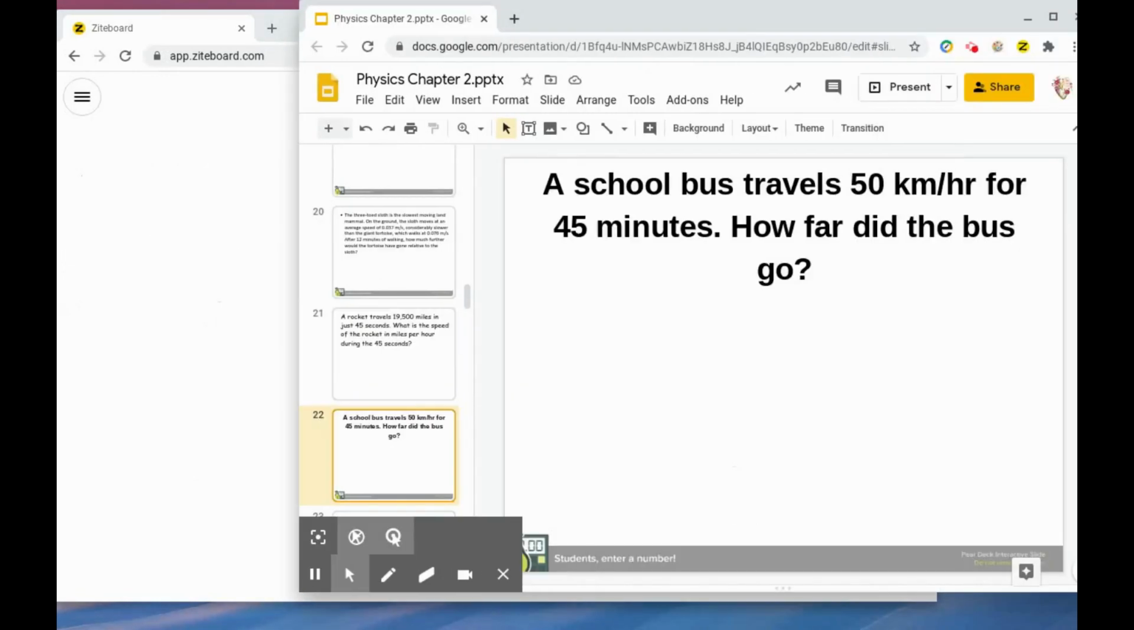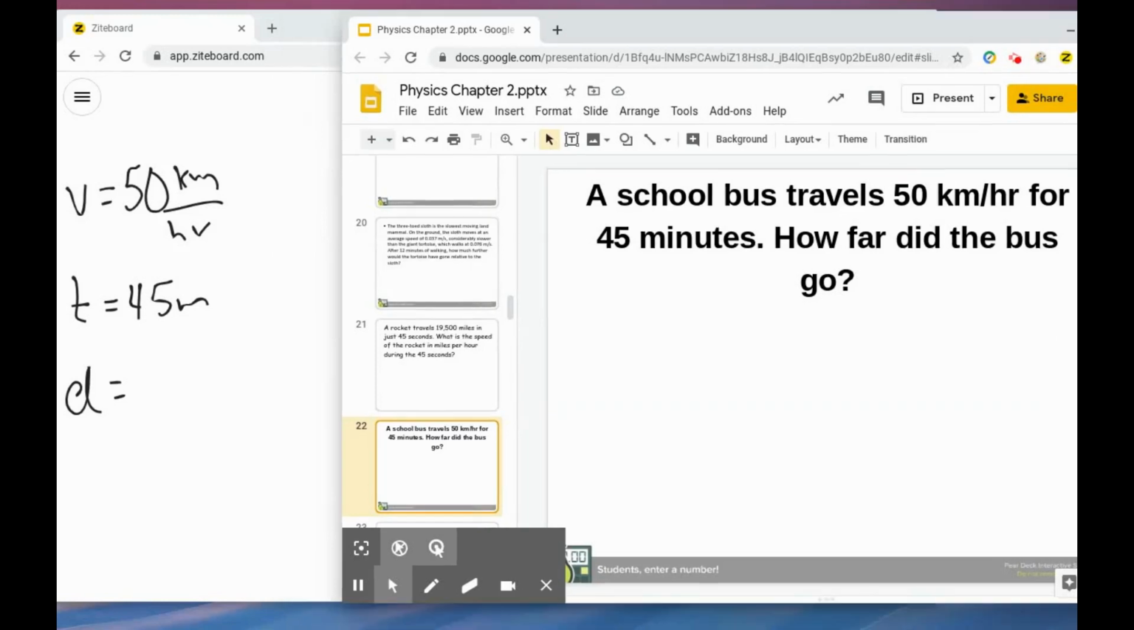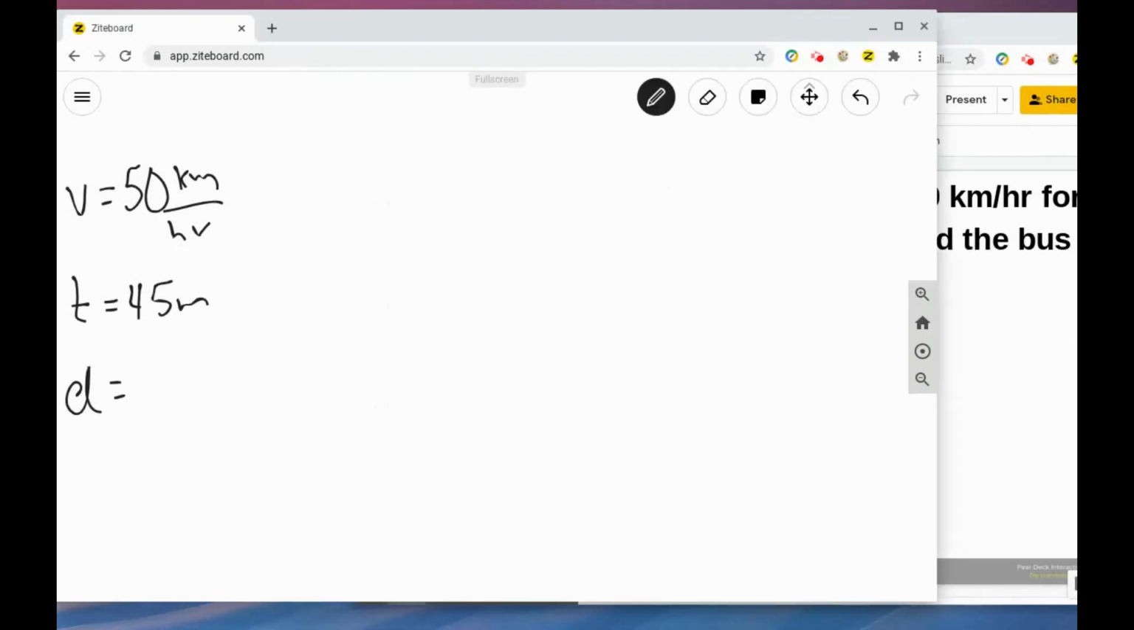In this problem, it says a school bus travels at 50 kilometers per hour for 45 minutes. How far did the bus go? So velocity is 50 kilometers per hour for 45 minutes. And we're looking for distance. So if we've got 45 minutes, we need that in hours. 1 hour is 60 minutes. So that's going to give us 0.75 hours.